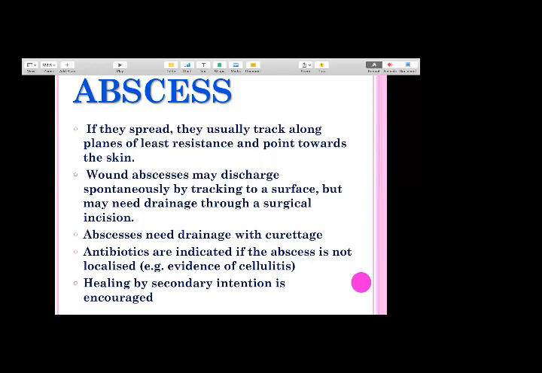Wound abscesses may discharge spontaneously by tracking to the surface. If it cannot track itself all the way up to the epidermis, then obviously you have to surgically incise and drain the abscess.